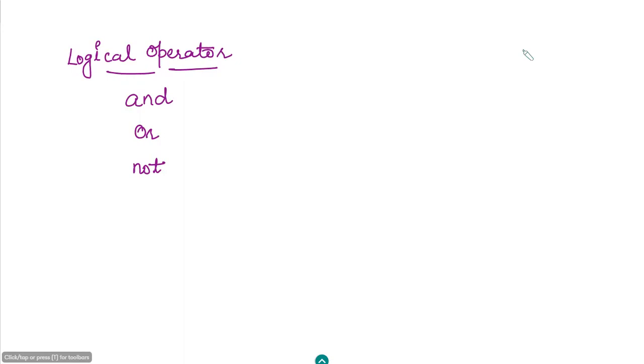Okay, so that means suppose I am taking A is equal to 5, B is equal to 10, and C is equal to 20. If I write an expression using this operator, right? Suppose A is less than 10 and A is less than B, right? So A is less than B and B is less than C.